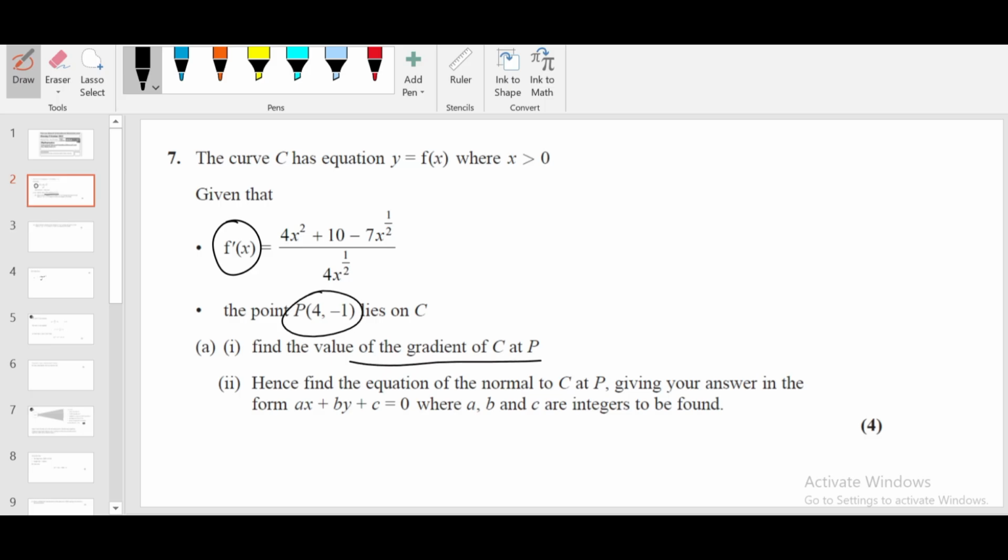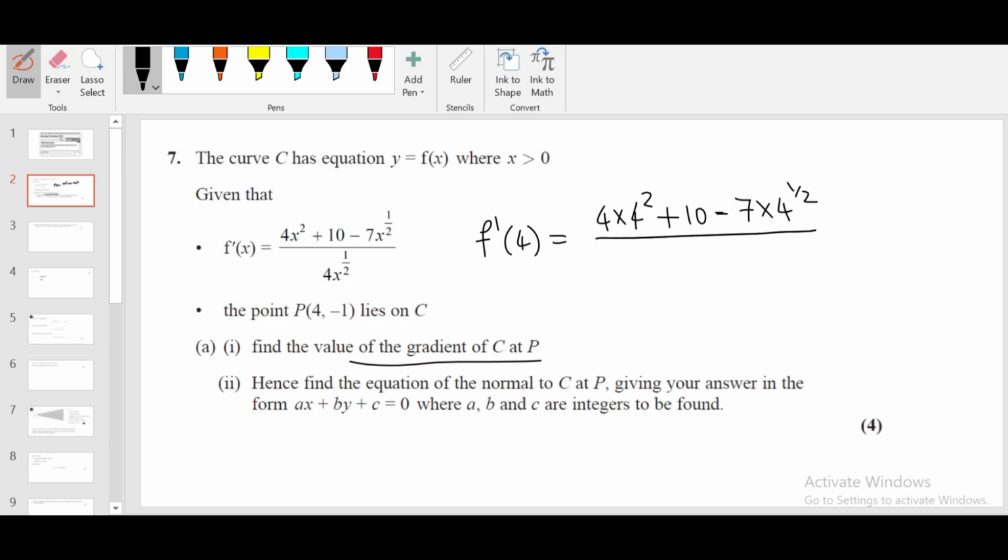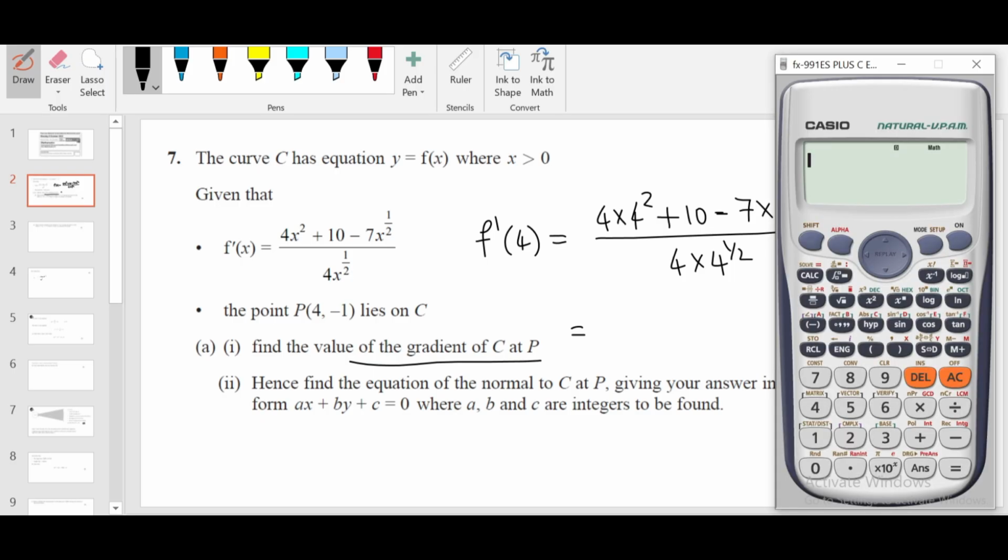So basically you just plug in this point, replace x by 4 straight away. So you will get f dash of 4 is 4 times 4 square plus 10, minus 7 times 4 power half, everything divided by 4 times 4 power half. So you will get 64. I'm going to use my calculator now.